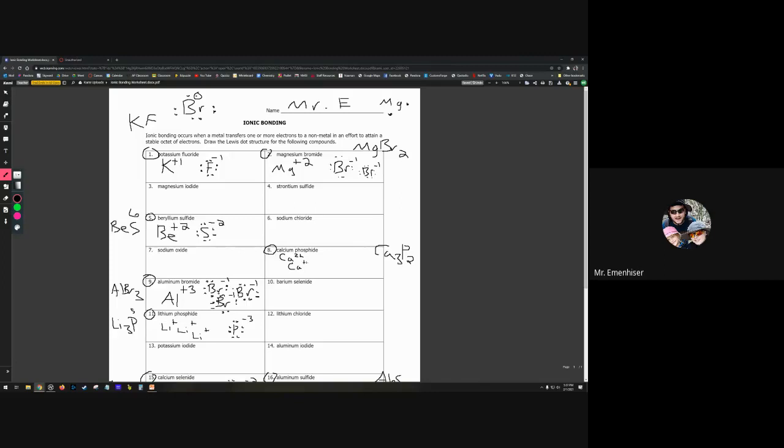There we go. Calcium phosphide: we're going to have 3 calciums, each with a 2+. And if you want to put +2, that's fine too. It's the same. It doesn't matter to me. And then 2 phosphorus ions, each with 8 dots around them, and they're both going to be a -3. The reason I know that it's a -3 is because phosphorus is in group 5, and we've got to get to 8, which means that we need 3 electrons to make that happen, so they're each going to be -3.